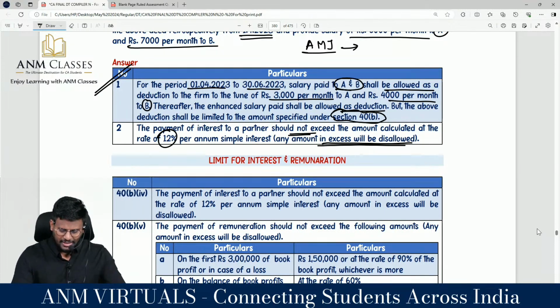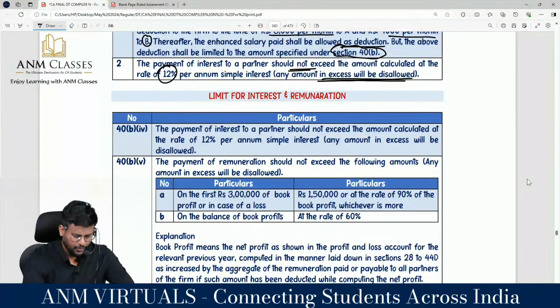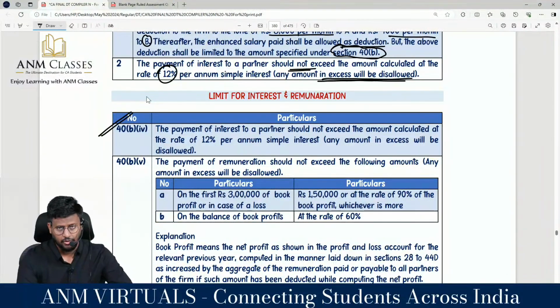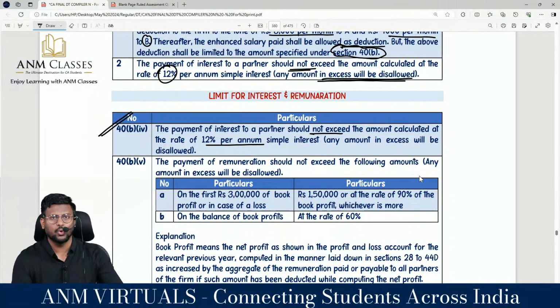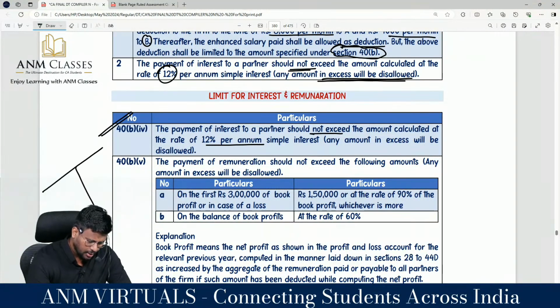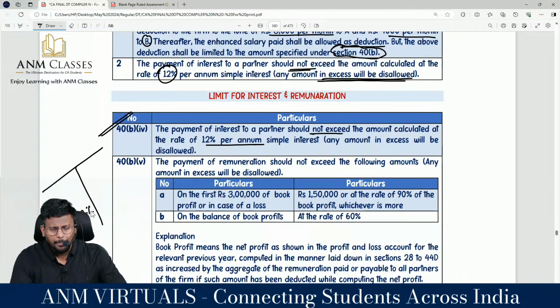So, what is the limit for interest and remuneration? 40B subsection 4: the payment of interest to a partner should not exceed the amount calculated at 12% per annum simple interest. Any amount in excess would be disallowed. Fantastic. So, if in the P&L account of the partnership firm you debit interest at the rate of 12%, it is fine. If you are paying interest at the rate of 15%, that extra 3% should be added back.